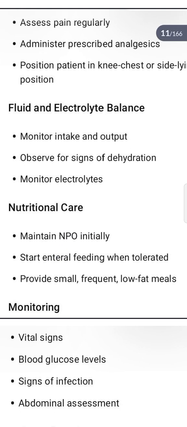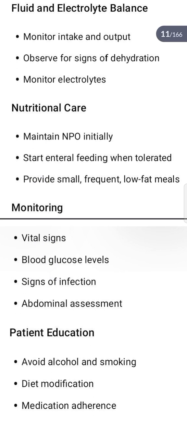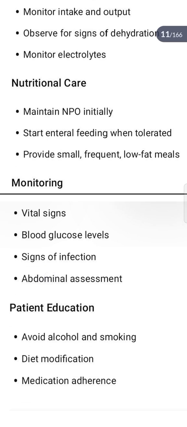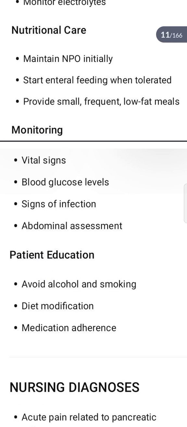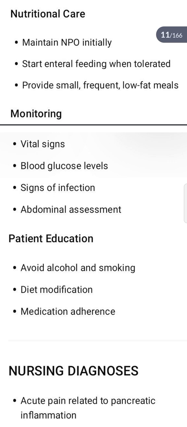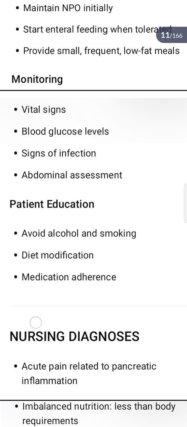Fluid and electrolyte balance: we have to monitor intake and output, observe for signs of dehydration, and monitor electrolytes. In nutrition care, it's so obvious that we will keep the patient NPO (nil per oral) initially. Start enteral feeding when tolerated and provide small, frequent low fat meals. Why low fat meals? Because the pancreas condition is altered, it won't be digested properly. Vital signs should be maintained, blood glucose level should be checked, and signs of infection should be checked.